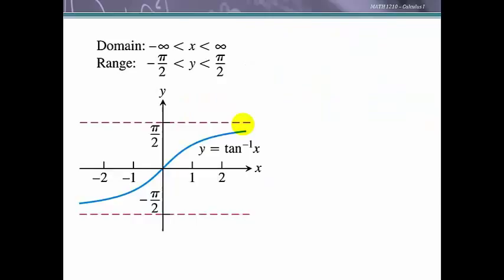So let's go ahead and look at inverse tangent. We first of all look at the graph here and recall that the tangent function, if you compute the tangent for any angle, we could get values anywhere from -infinity to infinity.